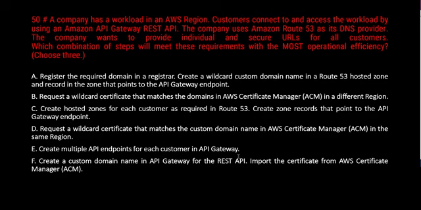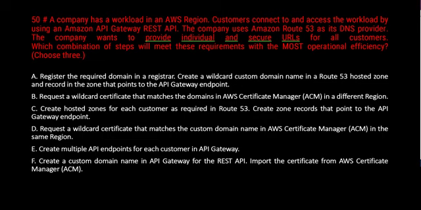A company has a workload in an AWS region. Customers connect to and access the workload by using an Amazon API Gateway REST API. The company uses Amazon Route 53 as its DNS provider. The company wants to provide individual and secure URLs for all customers. Okay, they want individual and secure URLs for all their customers. Now again, 3 options, remember? Whenever you see 3, it's like 2 between 2. Now we need to identify which 2. Now let's look at the options, shall we?